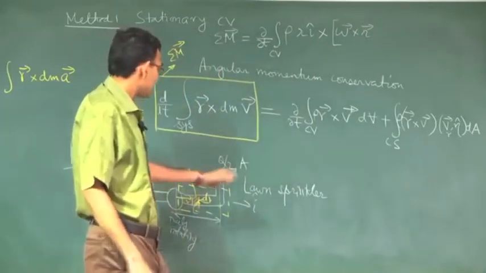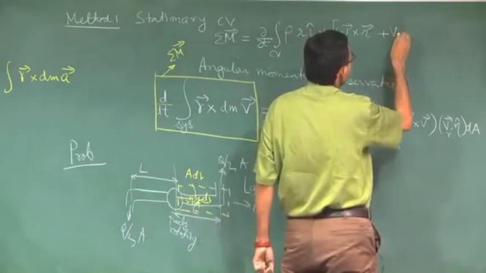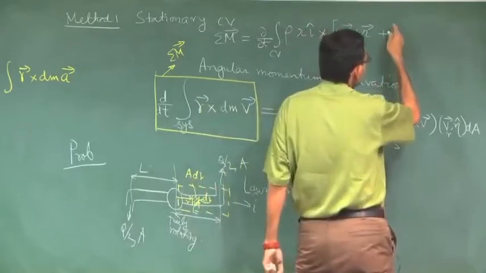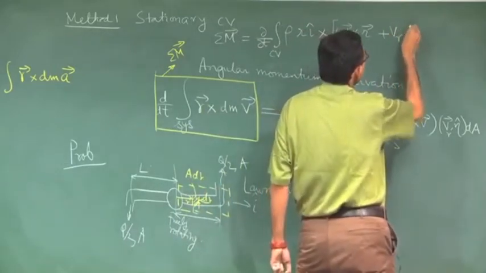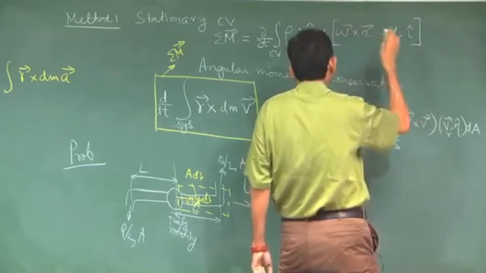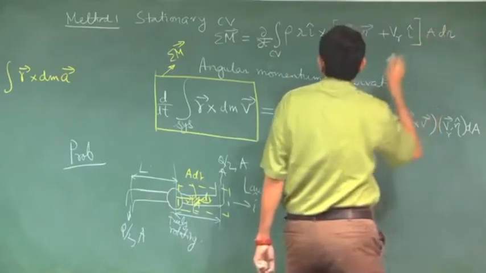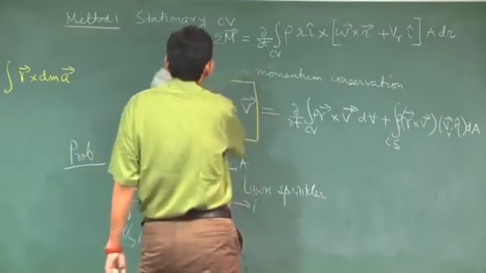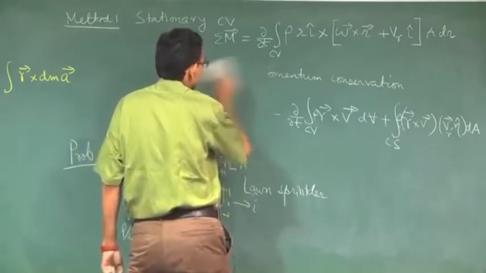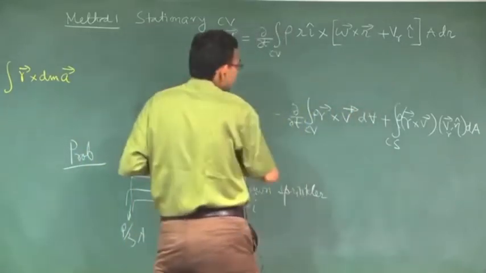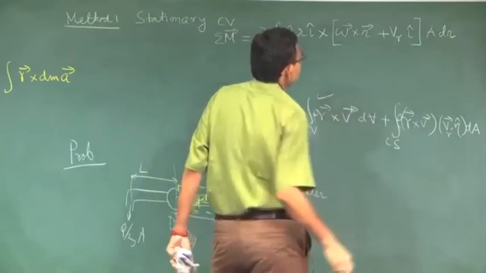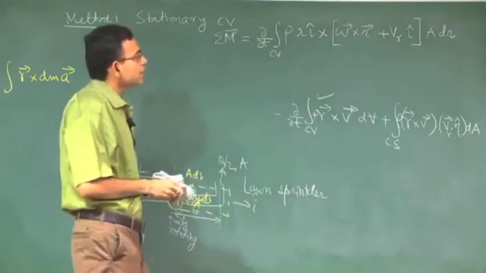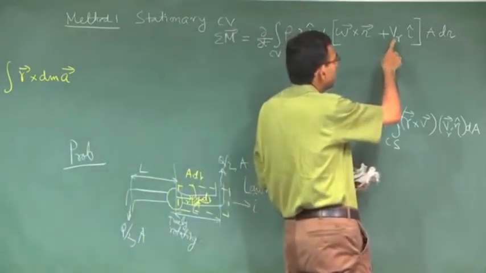Right, plus the velocity of the particle relative to the sprinkler, which we will call Vr. This is due to fluid flow. And then the last term. So we have written this term. I will write this term in a moment and complete the integration. This term I hope all of you have followed.